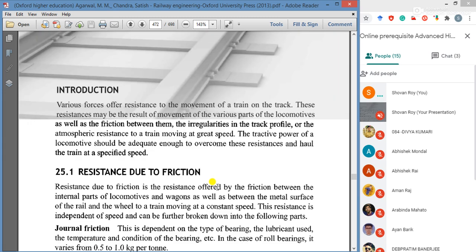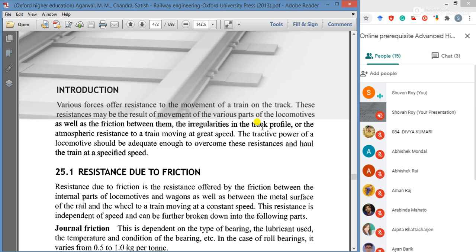This is important. First, the introduction: various forces offer resistance to the movement of the train on the track. These resistances may be the result of movement of the various parts of the locomotives like engines, as well as the friction between them, the irregularities in the track profile, or the atmospheric resistance to a train moving at a great speed. So resistance may generate from the various parts of the railway.